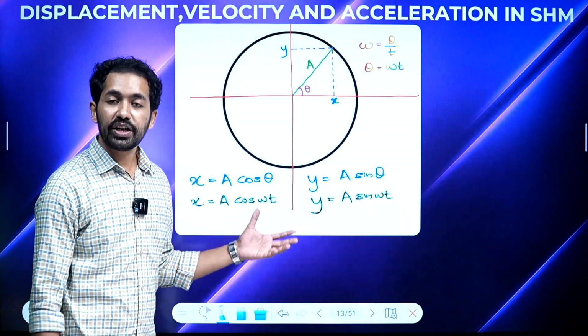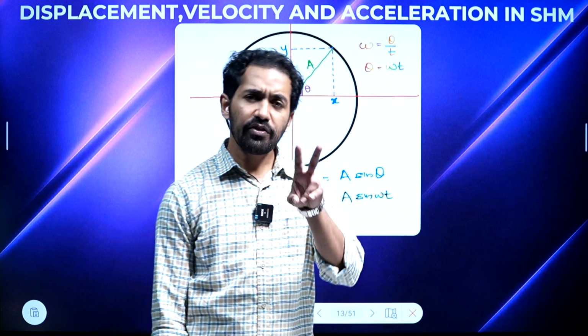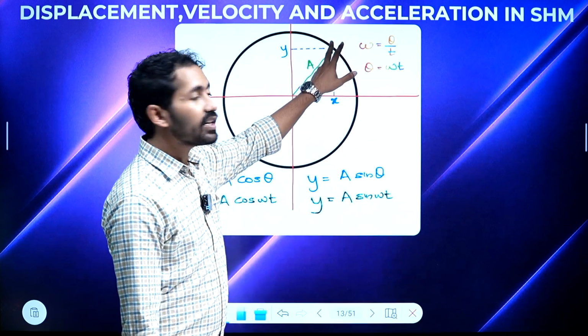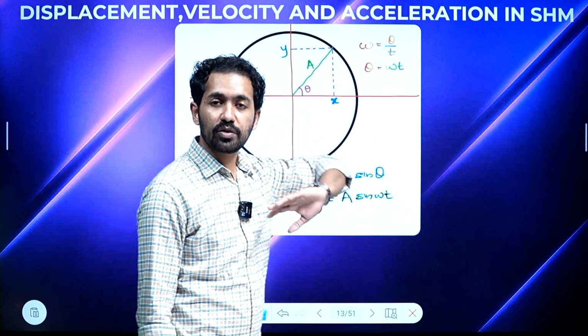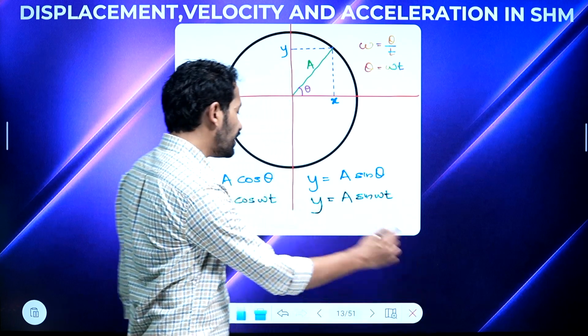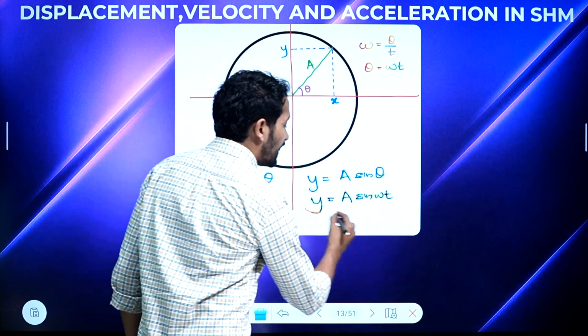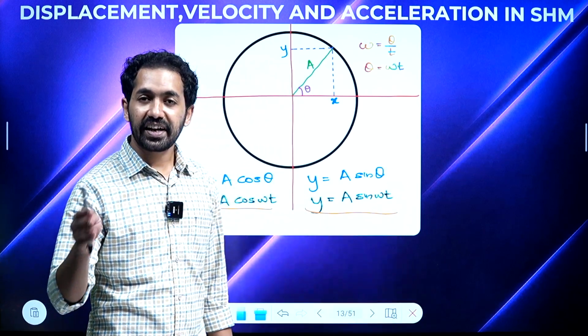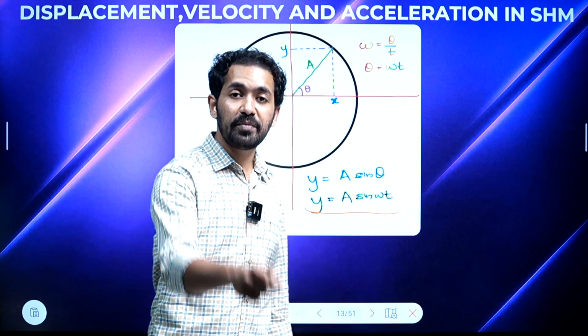Now you know that your equation is x equal to a cos omega t. You are having only two equations here. But when your particle reaches here, x is equal to a cos omega t and y is equal to a sin omega t. So here you have got your displacement time equations. Now let's write the corresponding velocity time equations.